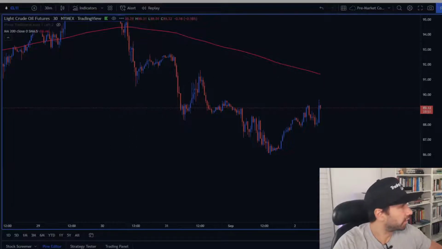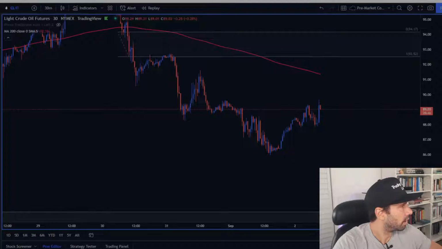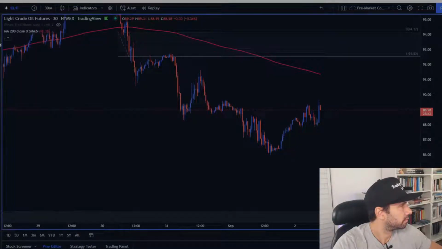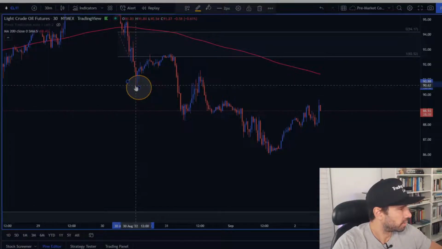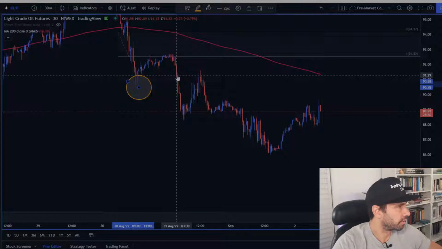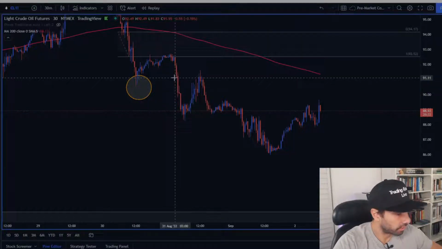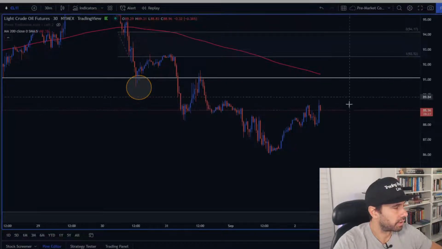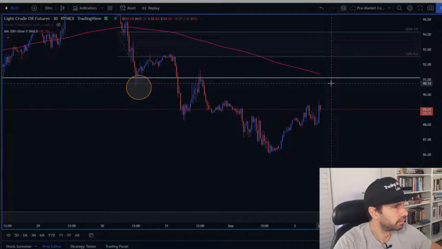So this pivot can work as a support right now. But I do have this one. I do have this pivot. What time was this? 11:30. It was US. So I would say here 91. That's merely $3 above, $2 above.